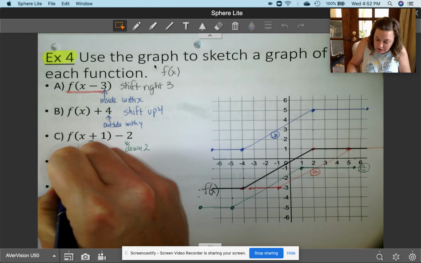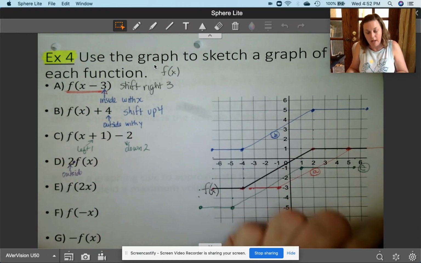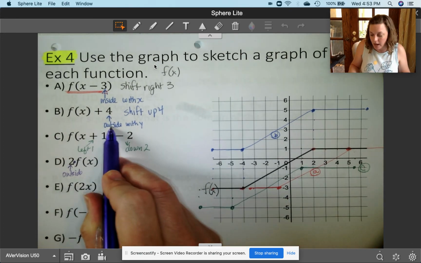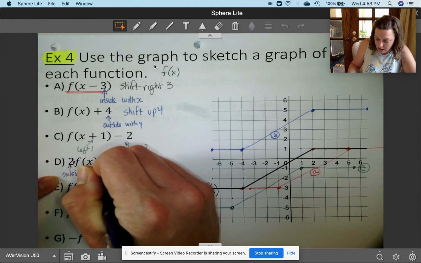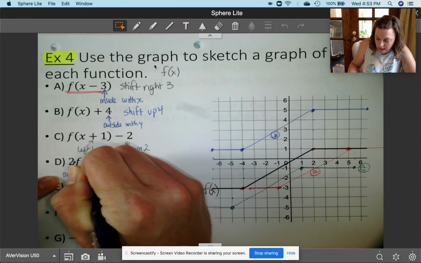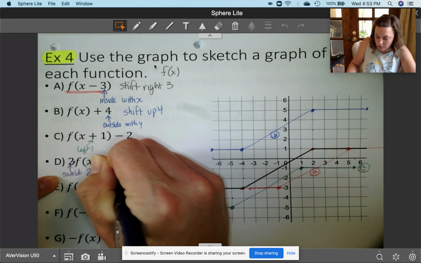It clearly looks like it's on the outside. And since it's on the outside, it's going to change the y values. Everything on the outside changes the y's. So in this case, it's taking the y values and multiplying them by 2. 2 times the y values.